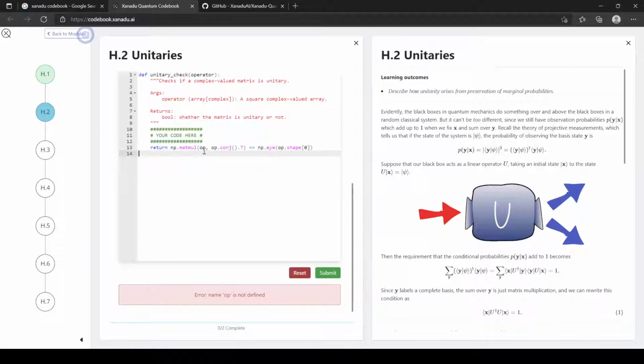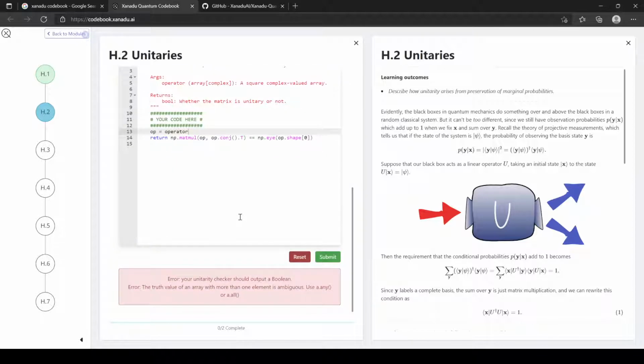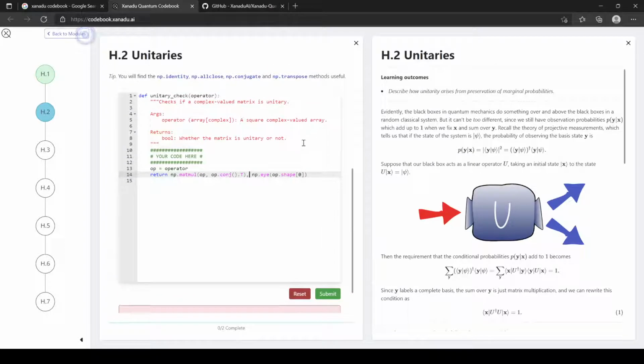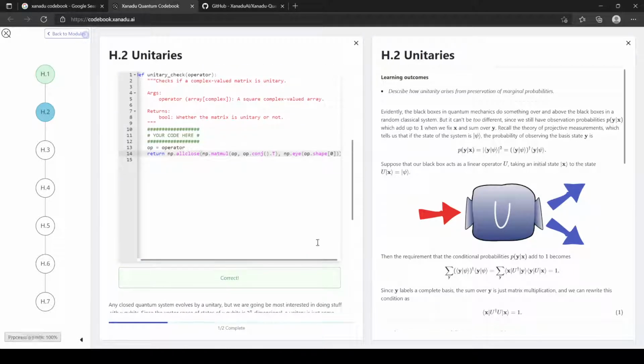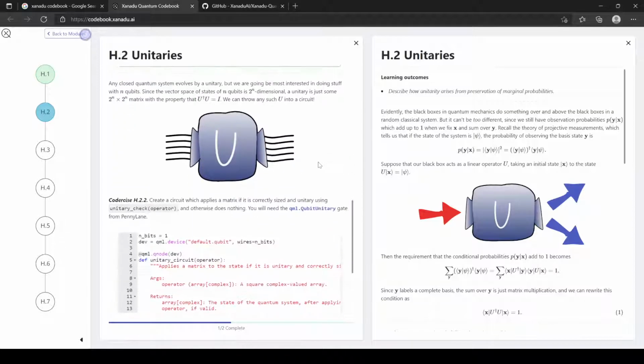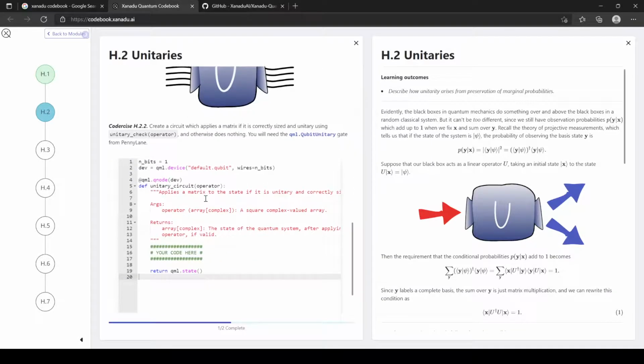Oopsies, operator. That should be a boolean. Oh no. I know. I remember how NumPy works. It's gonna do element-wise comparisons. So I'll do. Okay. Yeah, so we're just saying is itself times its complex conjugate the same as the identity, and that's what unitary means. See right there. Oh, would you look at that? The unitary check is implemented.